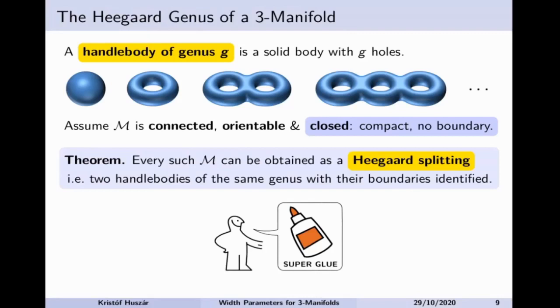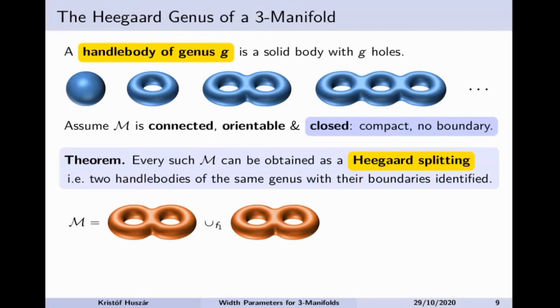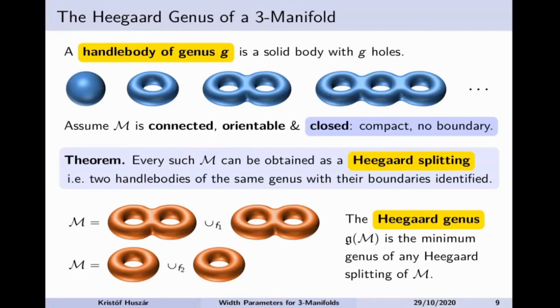For example, here M is constructed by taking two genus 2 handlebodies, and they are identified along their boundary by a homeomorphism F1. But maybe it is possible to build M from two solid tori by identifying them along their boundary. And if this is the smallest possible genus, then we say that M is of Heegaard genus 1. So the Heegaard genus is really the minimum genus of any Heegaard splitting of the manifold.